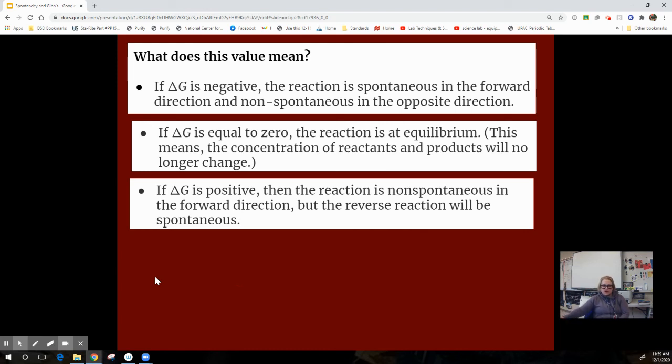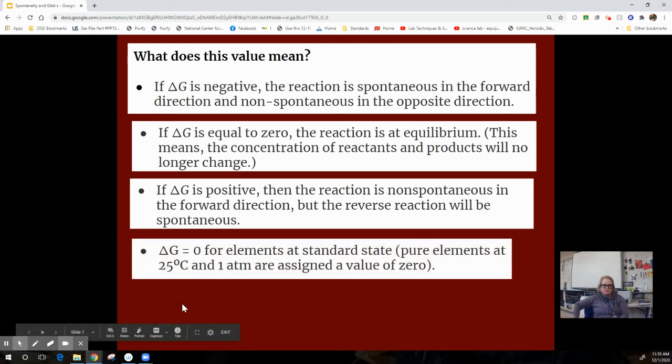There's one more rule attached to this, and that's this one. Just like enthalpy of formation of elements, we assume that they've always been here, so they've always been formed, so the enthalpy is 0. We assume that the change in Gibbs free energy of elements is also going to be 0, because the state of matter of those elements at standard temperature and pressure are not going to change. So if I'm doing a calculation with elements, delta G will be 0 for those elements, just like the enthalpy of formation.